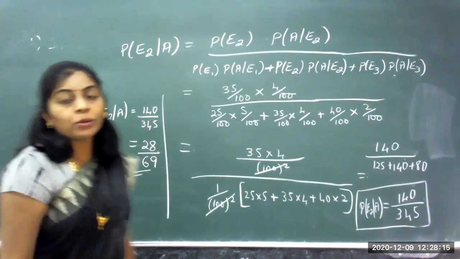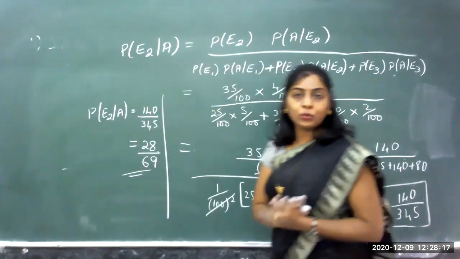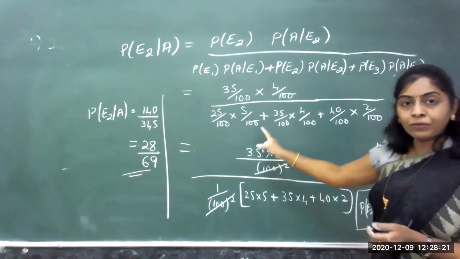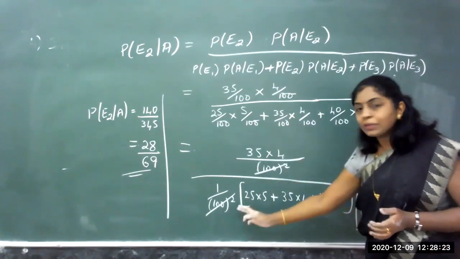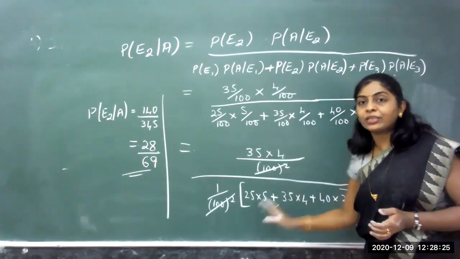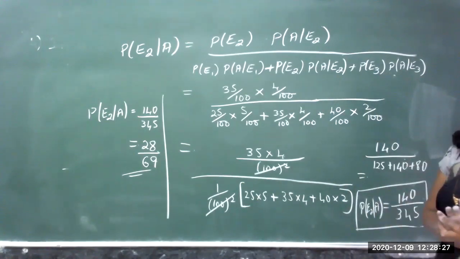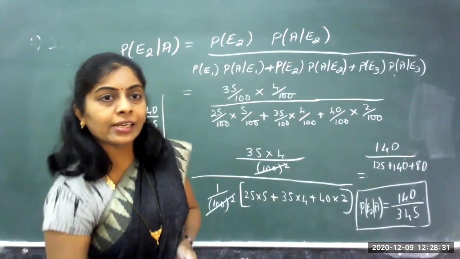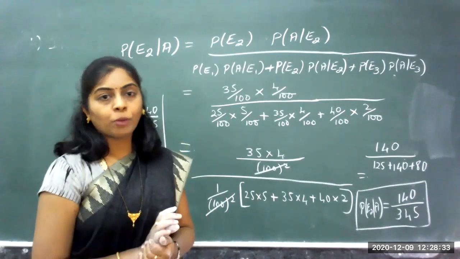So there are a few more problems on Bayes' theorem. We will continue in the next class. Just go through this simplification, take out the common multiples, cancel in the numerator and denominator, and try to simplify. So next class we will continue with a few more problems on Bayes' theorem.